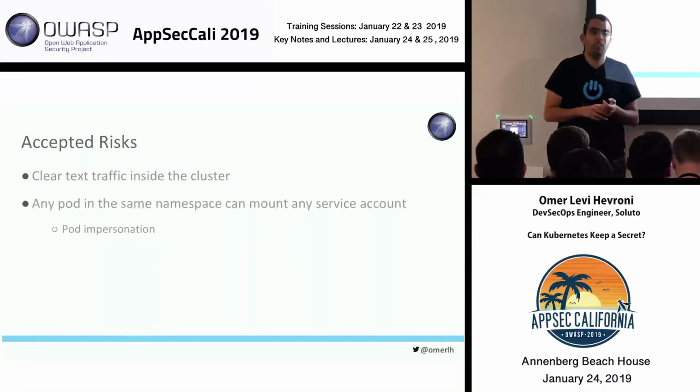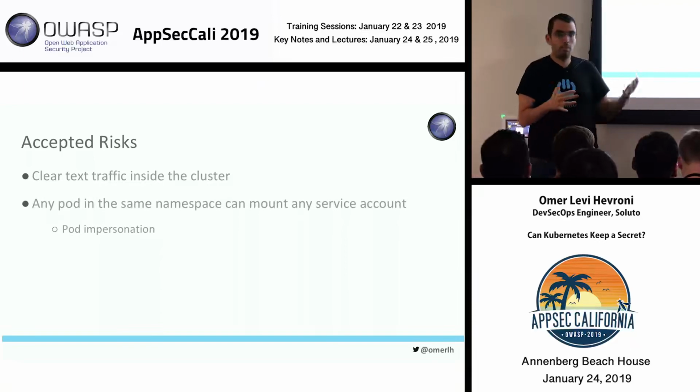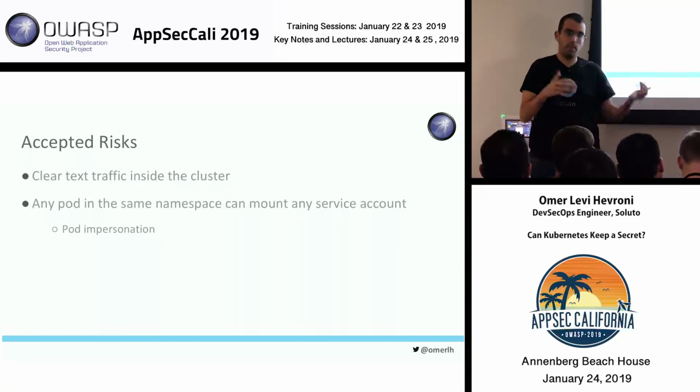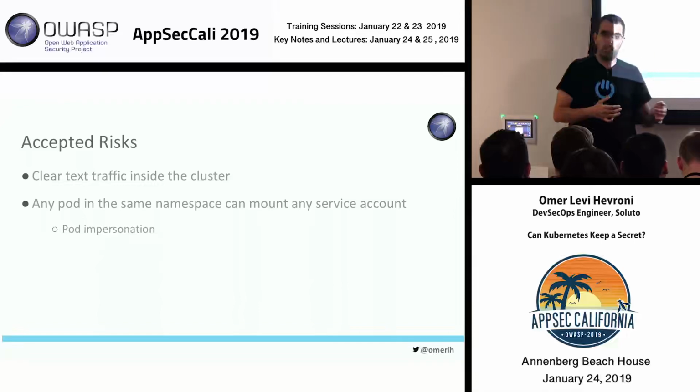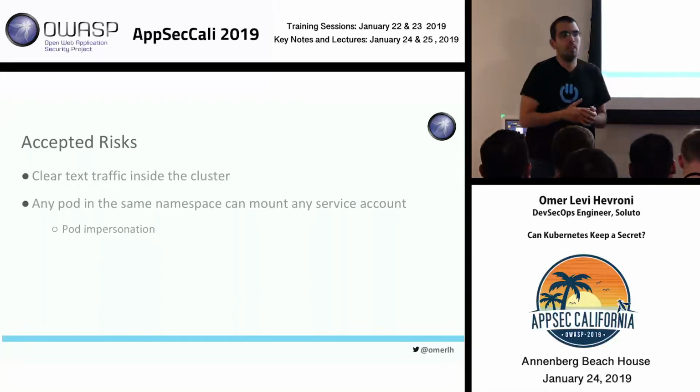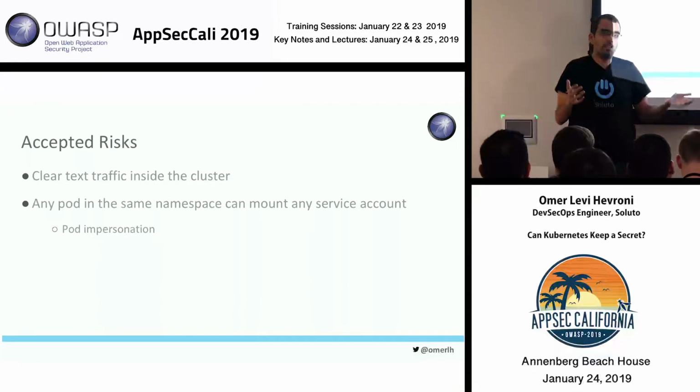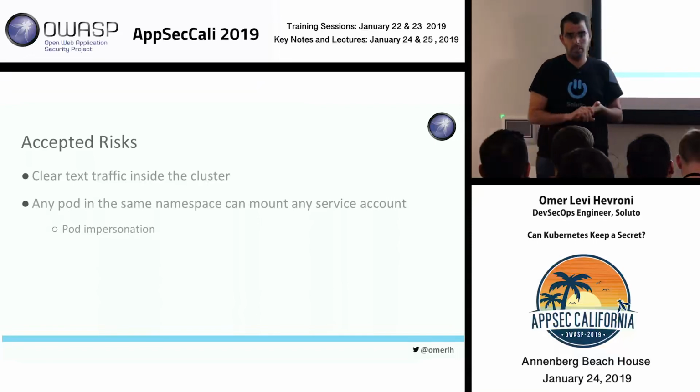The second thing I want to talk about is pod impersonation. I talked about how you can use the service account to decrypt. It's important to say that in Kubernetes, the permissions are per namespace. Meaning, if you have a way to run arbitrary pods in Kubernetes, you can mount to the pod any service account you want and be able to decrypt the secrets.